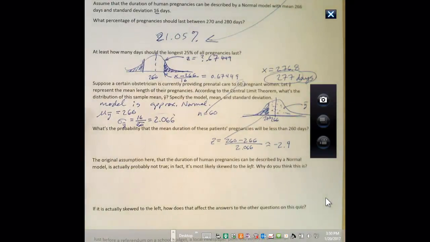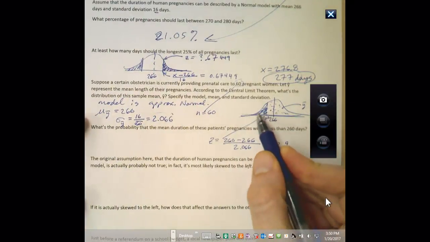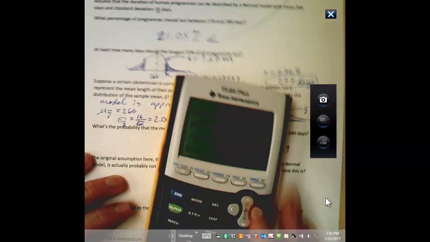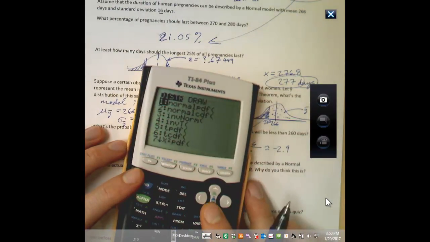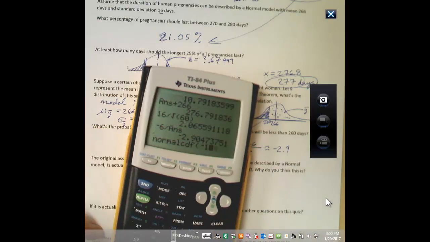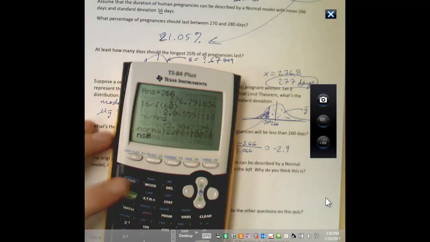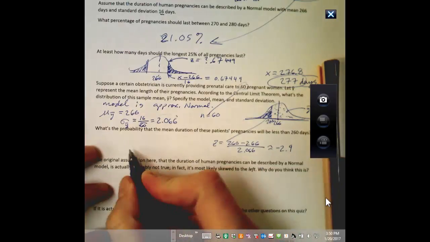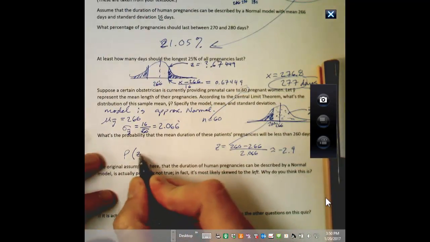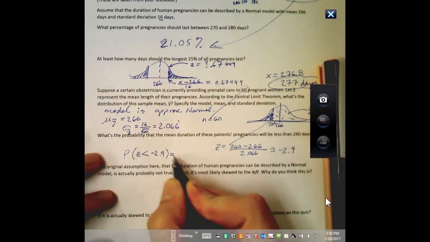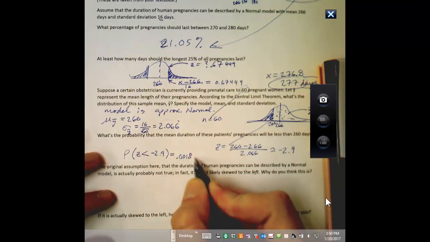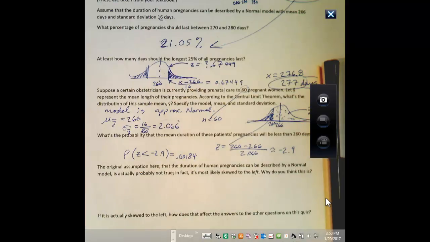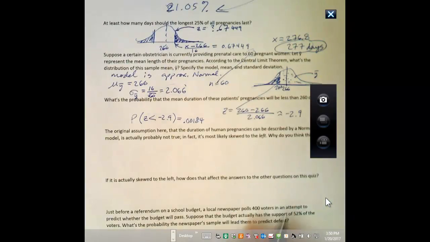Okay, and so I can just say, okay, well, that means that this is actually way down here, and to find that probability, I'll go to normal CDF, and I'll go from -100 to my previous answer of -2.9, and I get about 0.18. I can say, okay, well, probability that z is less than -2.9 equals 0.00184. There we go. Okay, guys, getting there.